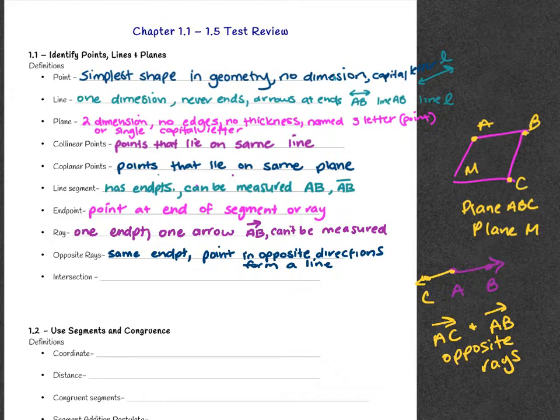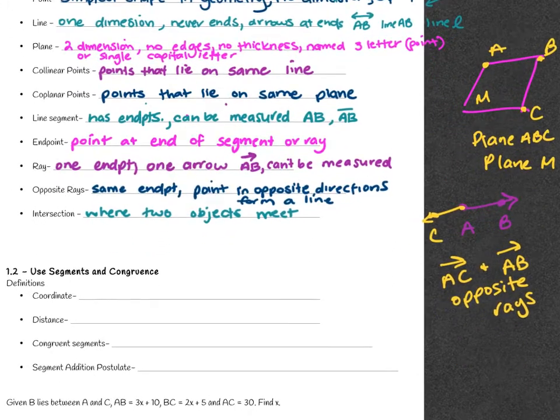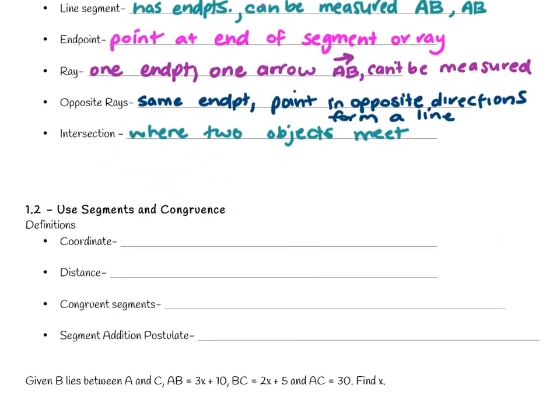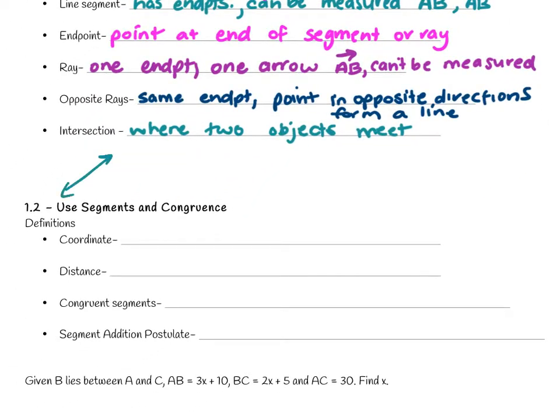Okay, and then an intersection is what? Where two objects meet. It could be two lines, it could be two planes, it could be a plane and a line, right? And then think about all the intersections that we talked about, okay? How do two lines intersect? What would you call it where they meet? Less specific than that. The point. Yeah.